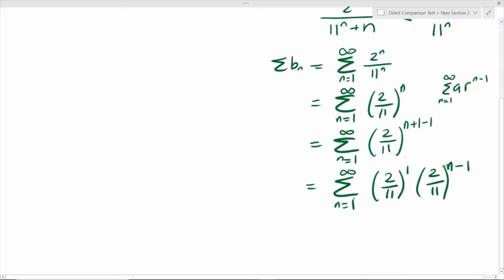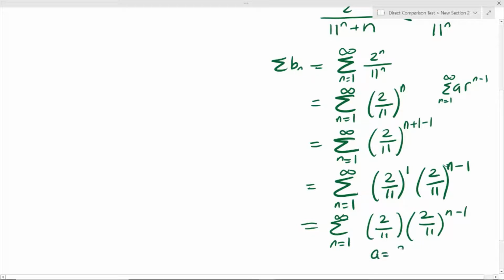And then what happens next is, if we were to rewrite this without the exponent of 1, we can recognize this as our geometric series. So here we can see that our a is equal to 2 over 11 and our r is equal also to 2 over 11. And this is because this part is our a and this part is our r.